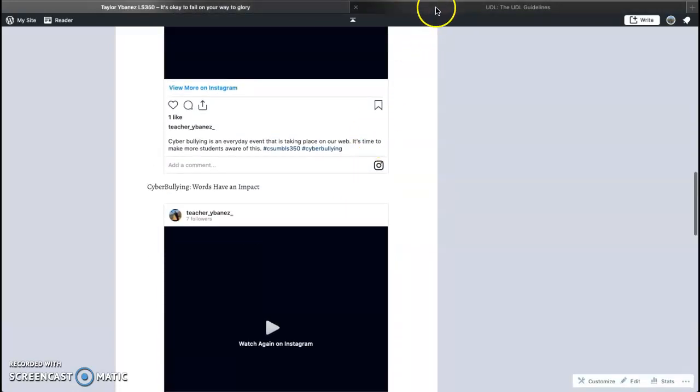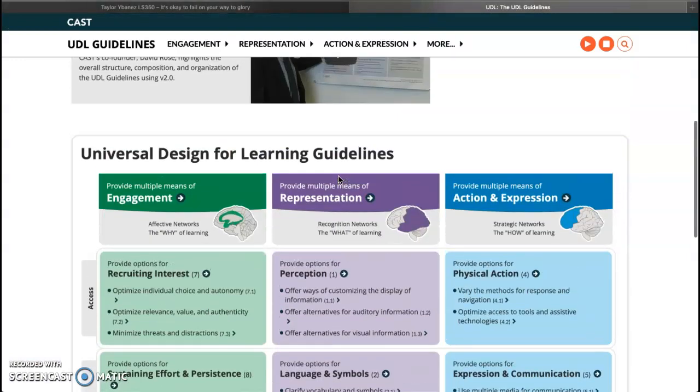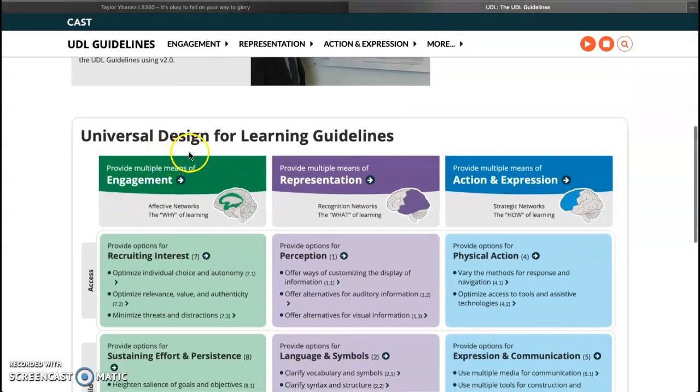Let's discuss UDL. UDL is the Universal Design for Learning Guidelines. It is broken up into 3 parts: engagement, which is the why of learning; representation, which is the what of learning; action and expression, which is the how of learning. All 3 parts are used to signal different parts of the brain.